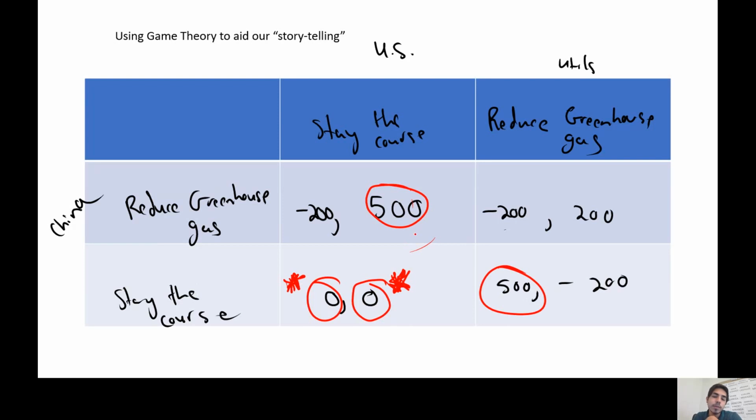The first best outcome for the US would be this box right here, where they get 500 utils, where they get to stay the course, and China has to reduce greenhouse gas emissions. The first best outcome for China would be in the bottom right-hand corner, where they get to stay the course and the US has to reduce greenhouse gas emissions. And then the worst outcome for both countries, respectively, is the best outcome for the other country, right? It's the reverse of the best outcome for the other country, if that even makes sense, but you guys get what I mean.